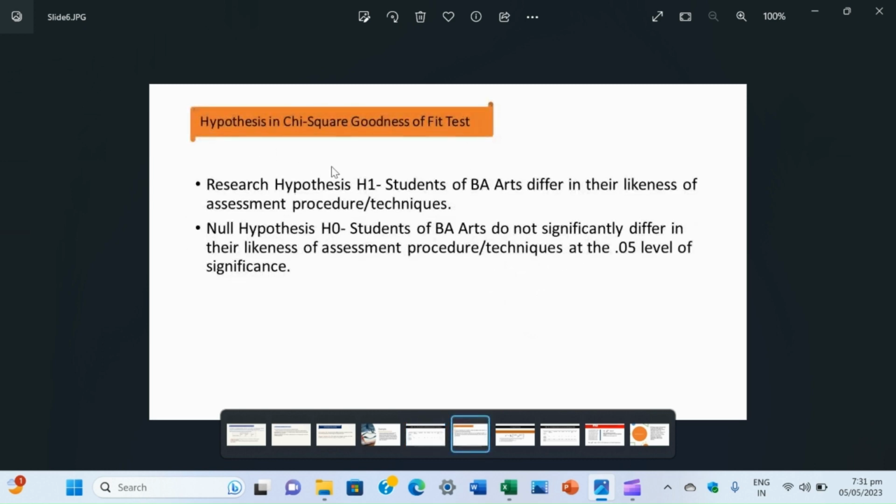The hypothesis, which is based on the chi-square goodness of fit test, is that students of BA Arts differ in their liking of the assessment procedure or techniques. The null hypothesis will be that students of BA Arts do not significantly differ in their liking of the assessment procedure or techniques at the 0.05 level of significance.